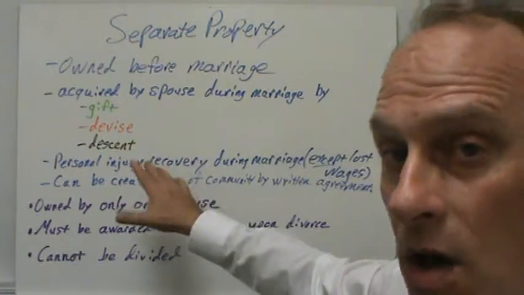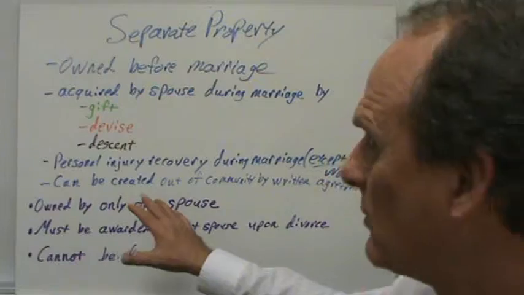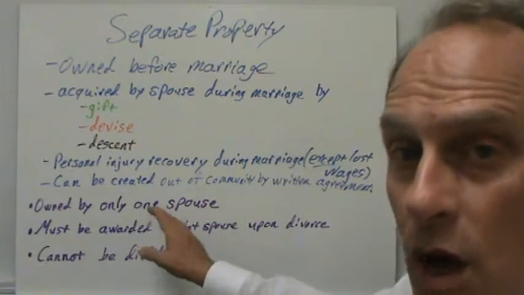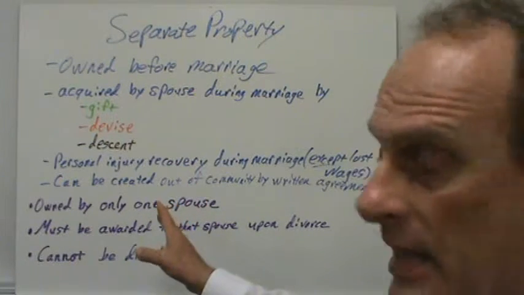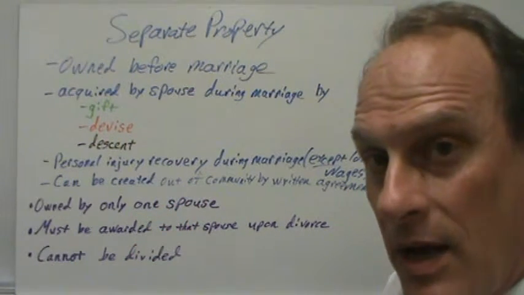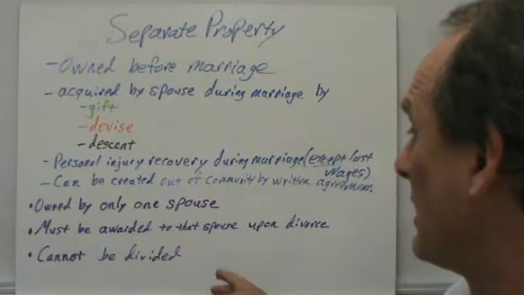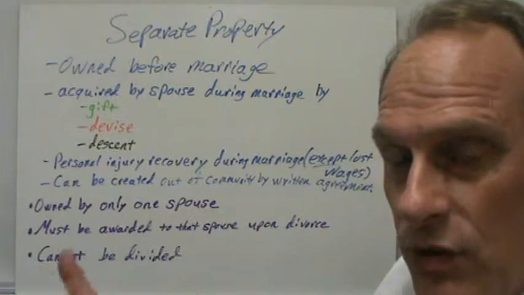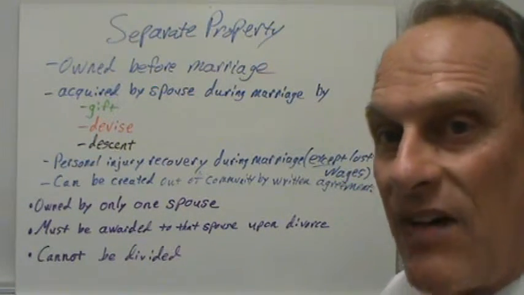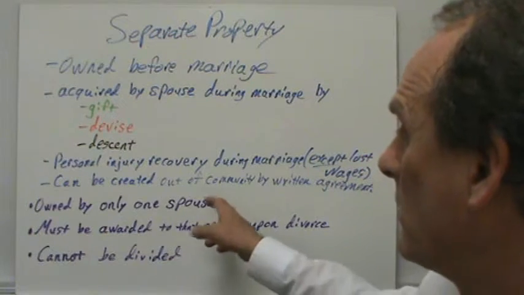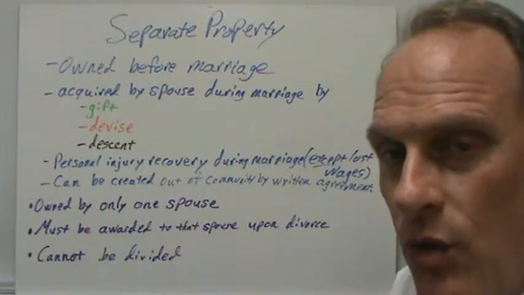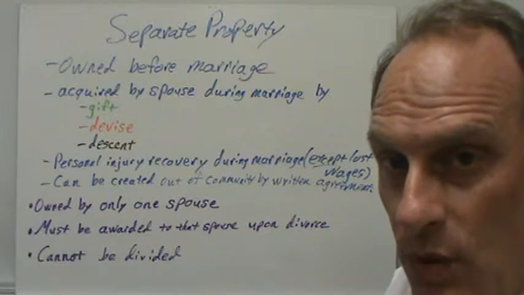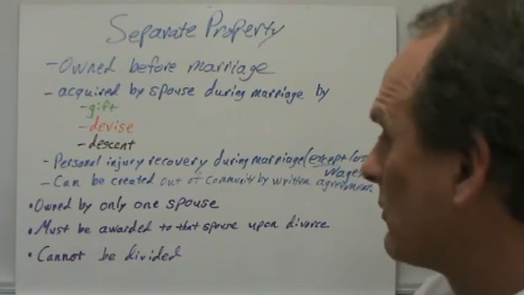Separate property can also be created out of the community estate by written agreement of the spouses. Now, separate property is only owned by one spouse. A gift can only be separate property. If it's a gift to the 2 spouses, each spouse will have a 1/2 interest. So whatever interest a spouse has is only owned by that one spouse. It may only be a 1/2 interest of the whole, but that 1/2 interest belongs only to that spouse.